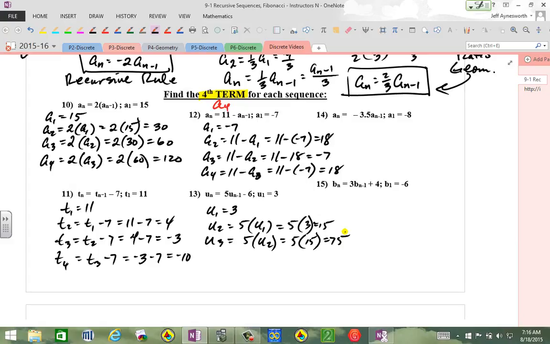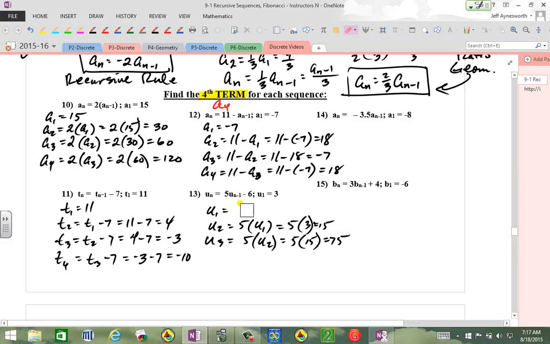Oh, you know what? Let me redo all that, because I missed the minus 6 part. So let me scratch that. I'm sorry, I didn't see the entire definition here. So u sub 1 is 3. u sub 2 is 5 times u sub 1, and then minus 6. You see, I missed this entire thing right here.